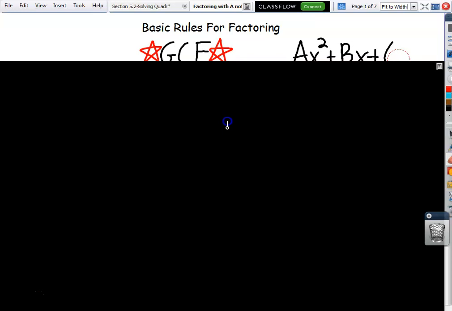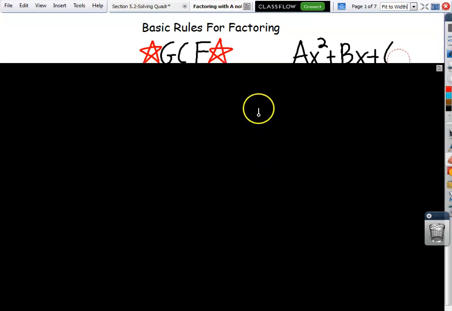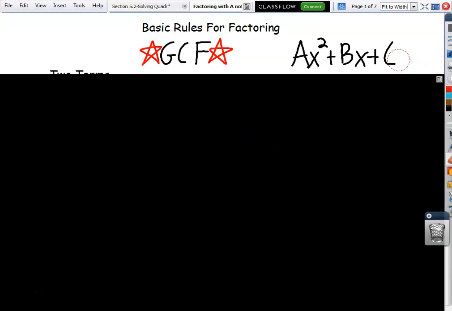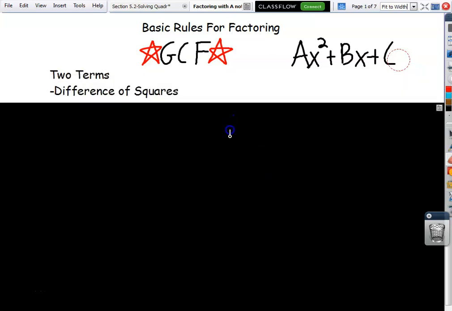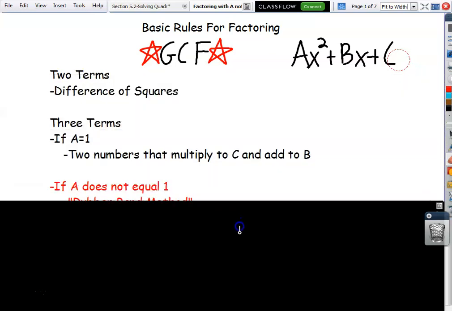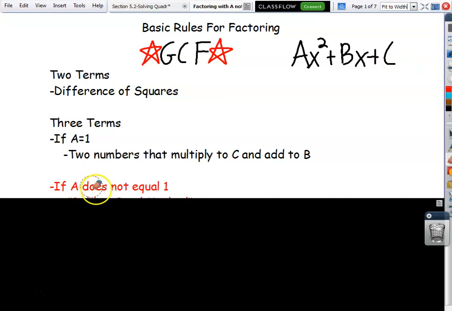Hello there, children. Today we are going to work on factoring again. Now, we've talked about the basic rules for factoring, where you do a GCF first, and we've gone through all of this material. We are now going to look at if A does not equal 1, what do we do?